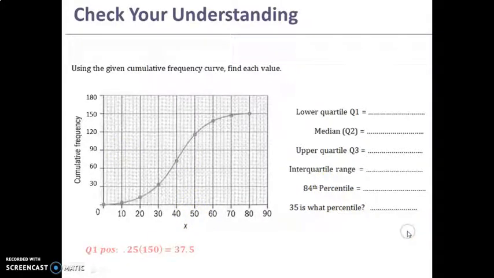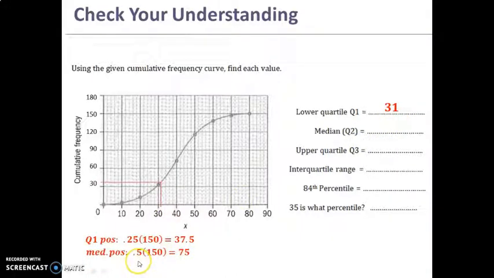Try it now. Okay, so Q1 we know is the 25th percentile, so 0.25 times this data set, which is 150. Gives us a position of 37.5, and at position 37.5 there, I went down, I got a data value of 31. Okay, next, median. Median we know is the 50th percentile, so 0.5 times 150, 75th position in the data set. Here's the 75th position, and that gives me a value of about 41.